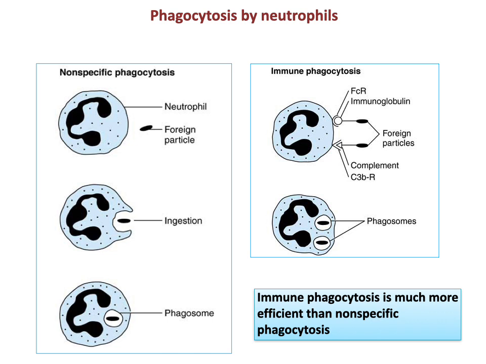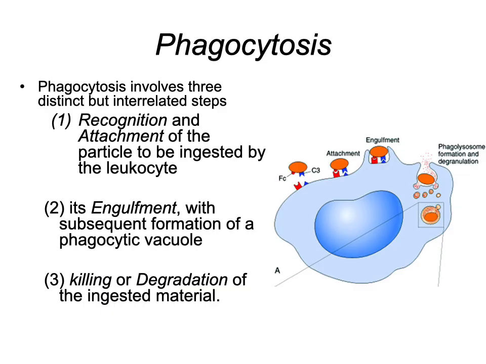So it does so by a process known as phagocytosis. Okay? Phagocytosis involves recognition and attachment of the particle to be ingested by the leukocyte. So once ma-recognize na niya, again, changes in the cell membrane conformation, i-engulf niya, and you will result in the formation of a phagosome. And then the phagosome will bind with a lysosome to form a phagolysosome or a secondary lysosome. Okay?